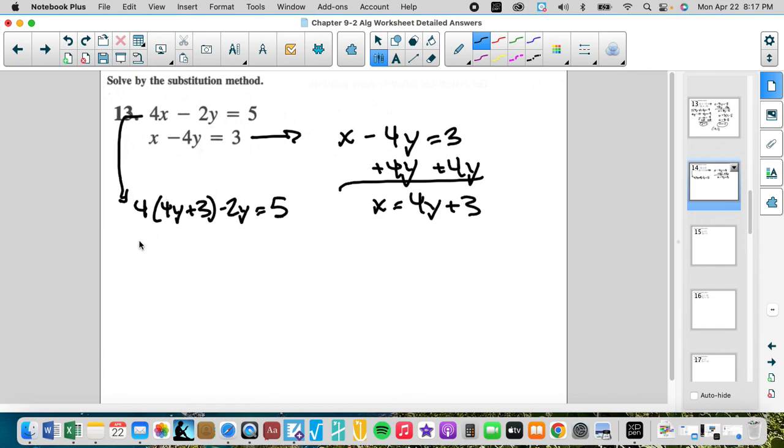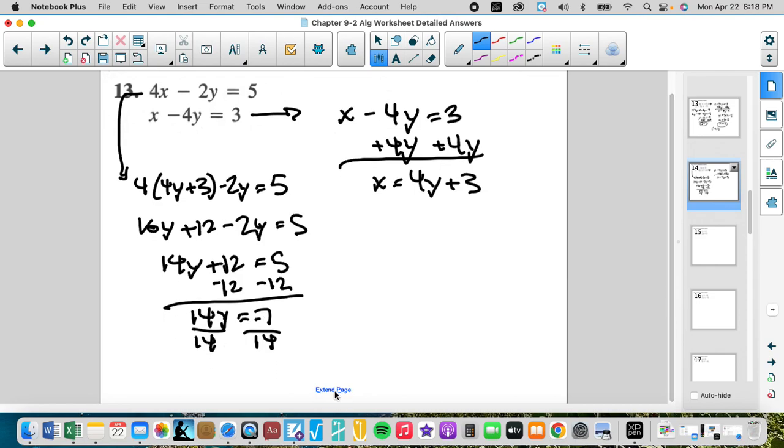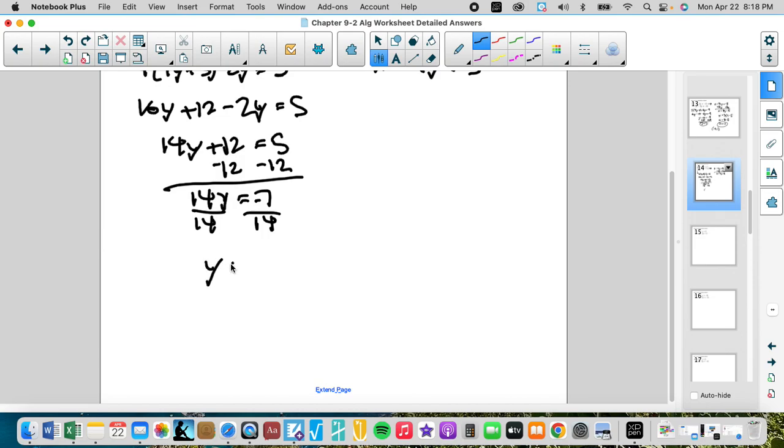So 16y plus 12 minus 2y equals 5. That's going to be 14y plus 12 equals 5. Minus 12 gives us 14y equals negative 7. Almost forgot that negative. Divide by 14, and we get our first fraction, negative 1/2.